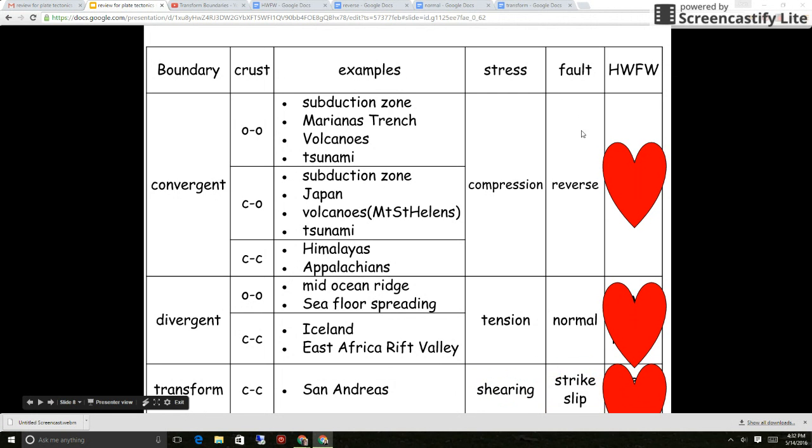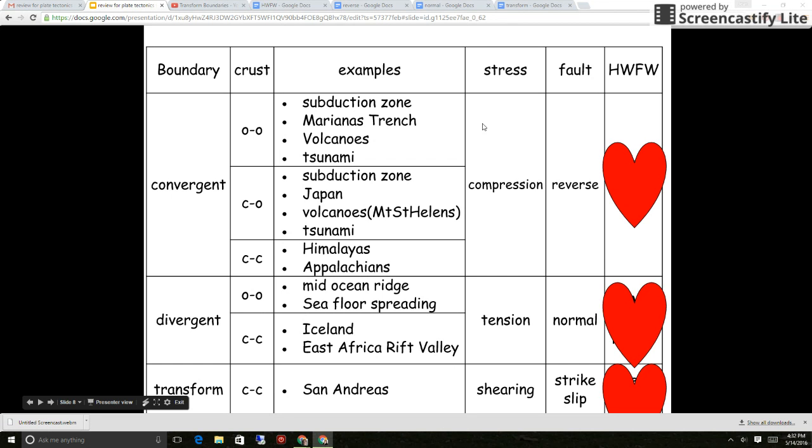Now, we also can name the type of fault that occurs there. Another name for a convergent boundary is a reverse fault. Another name for a divergent boundary is a normal fault. And another name for a transform boundary is a strike-slip fault. It's the same exact thing, just a different name.